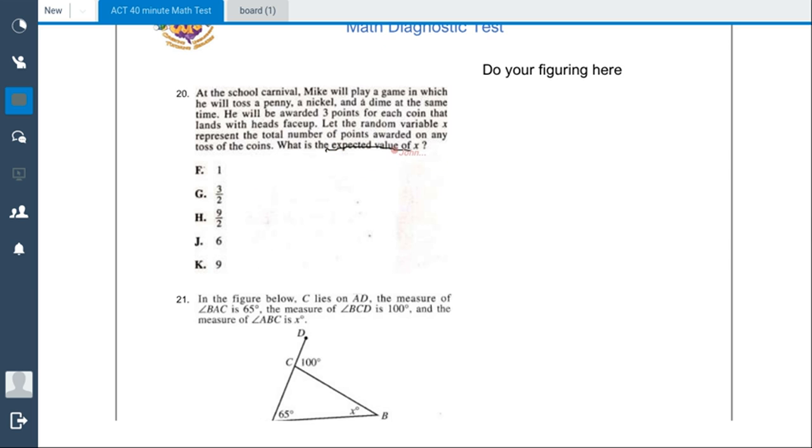This is an expected value question, so I need to multiply the probability by the value of each one of the coins. I have a penny, a nickel, and a dime, and I'm trying to figure out what the expected value would be when it's heads up. So that is 50%. So this is 3 times 1/2 for a penny, plus 3 times 1/2 for a nickel, plus 3 times 1/2 for a dime, and that's equal to 9/2.